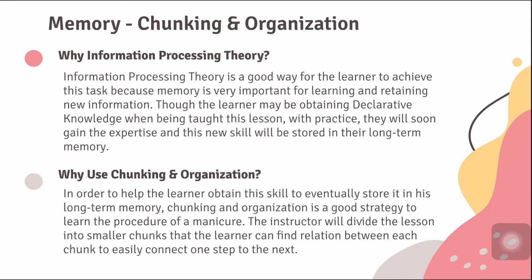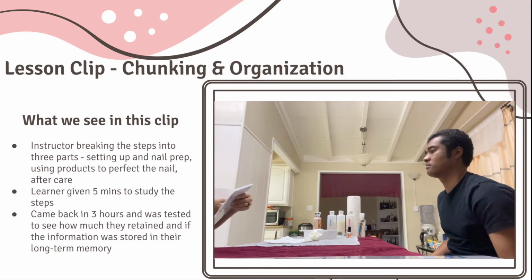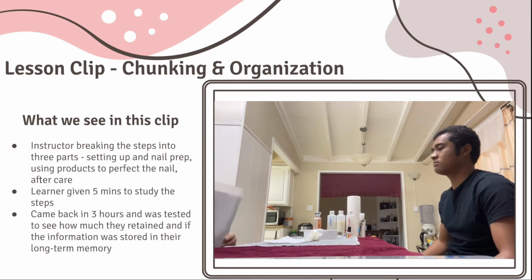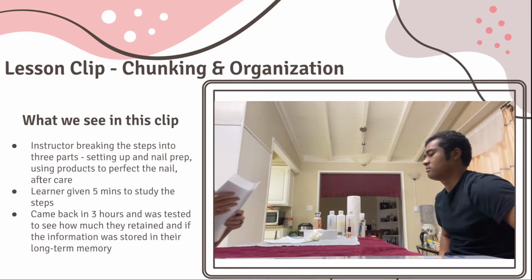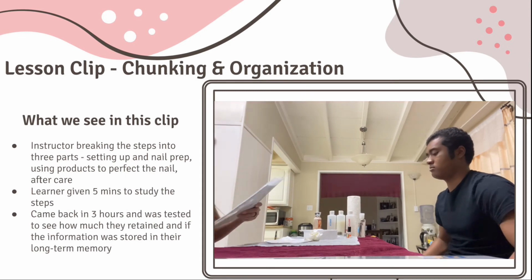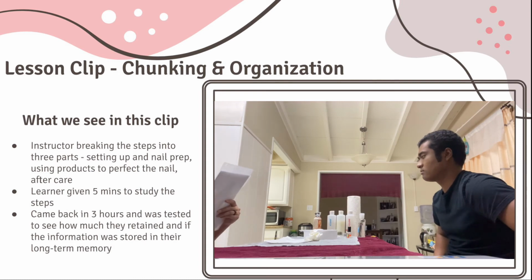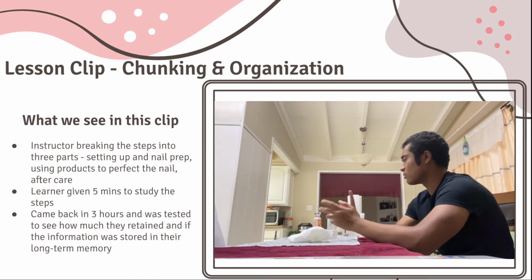Chunking and organization are great tools to use when mastering a skill. The instructor can organize the lesson in chunks so the learner can relate and apply certain steps that make sense. And soon they can recall the information and skills because of this organization. In this clip, we see the instructor using chunking as a way to organize her lesson into 3 chunks. So 1 is setting up a nail prep, 2 is using products to perform the nail, and 3 is aftercare.